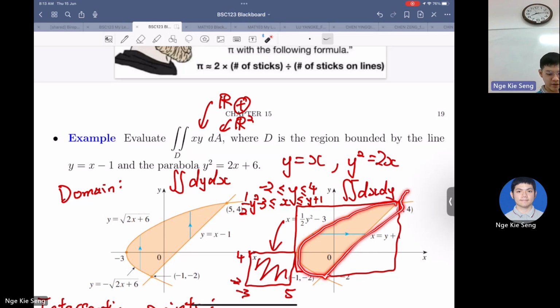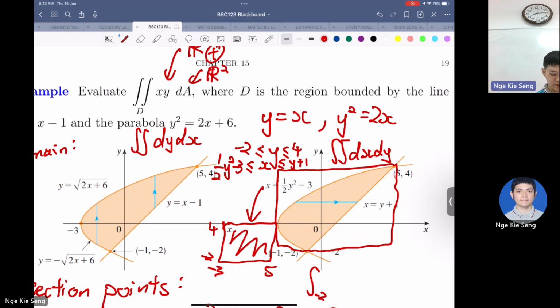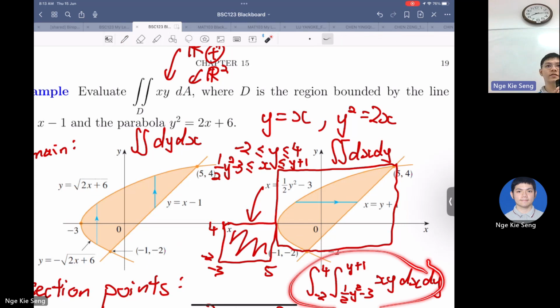Okay. So in this case, this integral is integrating y from -2 to 4, and x from half y squared minus 3 to y plus 1, of our function xy dx dy. Do you know how to do this iterated integral? You solve the inner integral using partial integration. You integrate with respect to x, treating y as constant. Then you sub everything in terms of y and then integrate with respect to y.